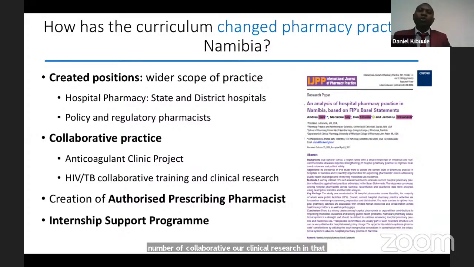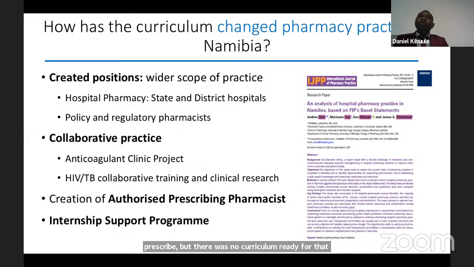Then recently also, again, based on the needs assessment, we have just developed a curriculum for the authorized prescribing pharmacists. One of the interesting things about Namibia is that the law had already provided for pharmaceutical care. So it is in black and white, and there is also a provision that pharmacists in Namibia can also prescribe. But there was no curriculum ready for that, which we have worked on.